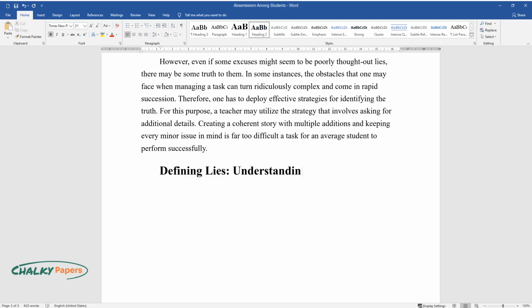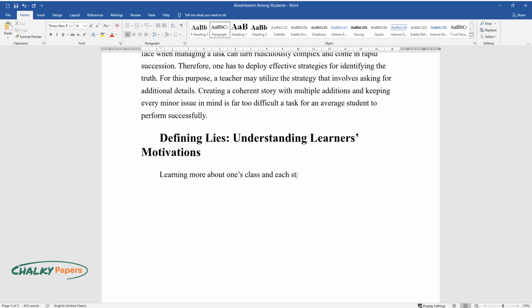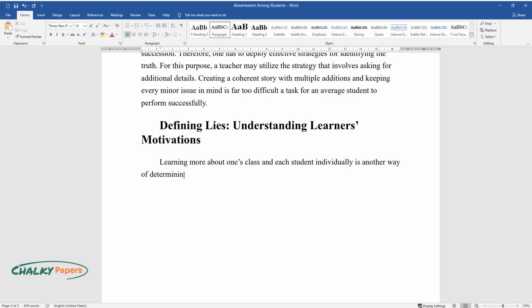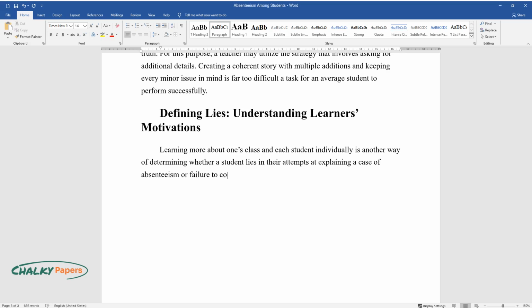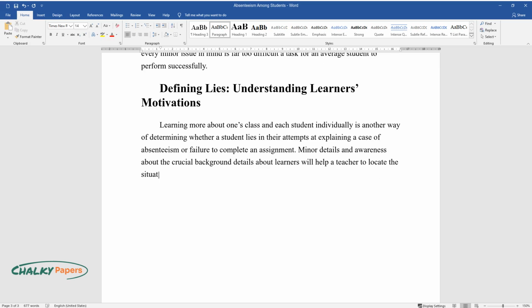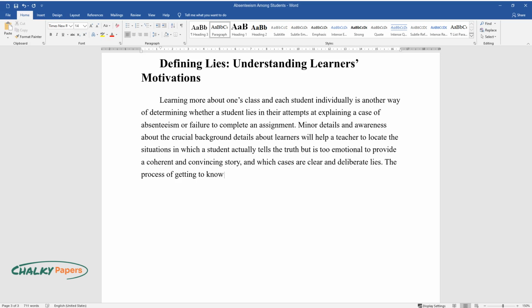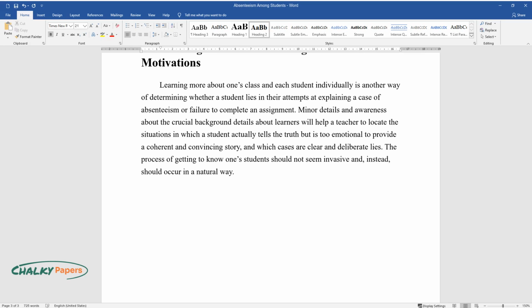Defining lies, understanding learners' motivations. Learning more about one's class and each student individually is another way of determining whether a student lies in their attempts at explaining a case of absenteeism or failure to complete an assignment. Minor details and awareness about the crucial background details about learners will help a teacher to locate the situations in which a student actually tells the truth but is too emotional to provide a coherent and convincing story, in which cases are clear and deliberate lies. The process of getting to know one's students should not seem invasive and, instead, should occur in a natural way.